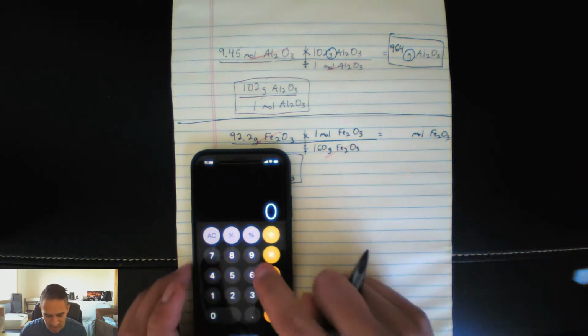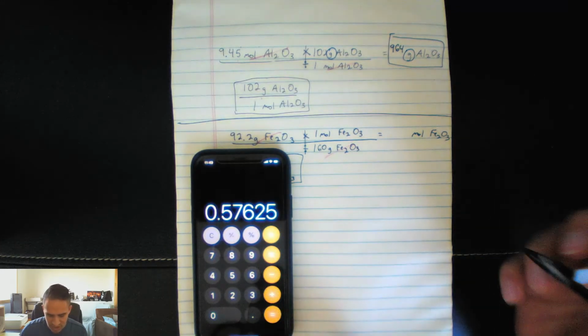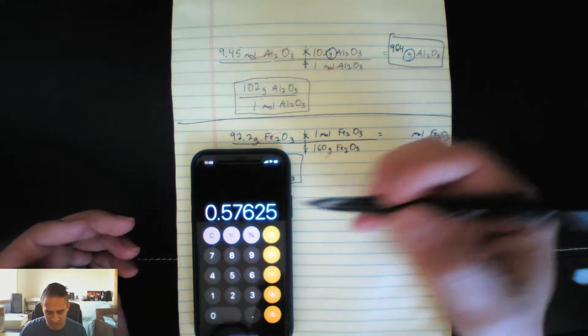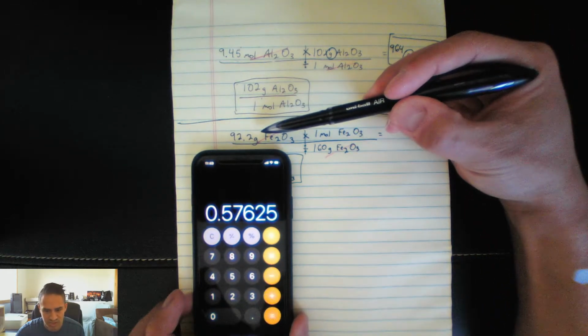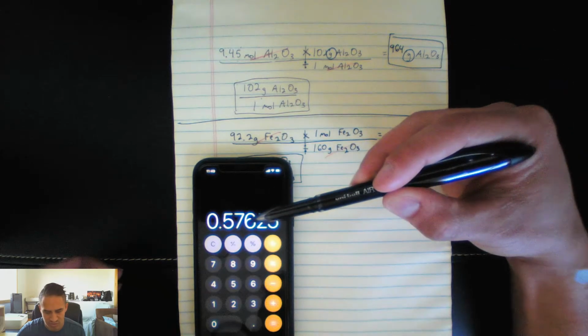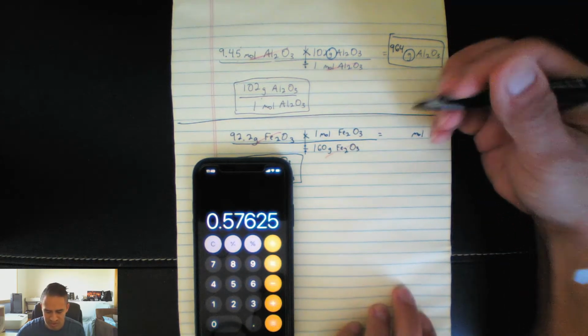So we're basically just going to take 92.2, divide by 160, and we get this, a lot of decimals here, 0.5765. Our starting number was 3 significant figures, so we're going to take this to 3 sig figs. So 0.576, the 2 will keep the 6 a 6.